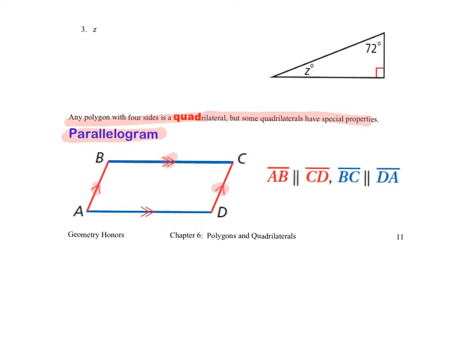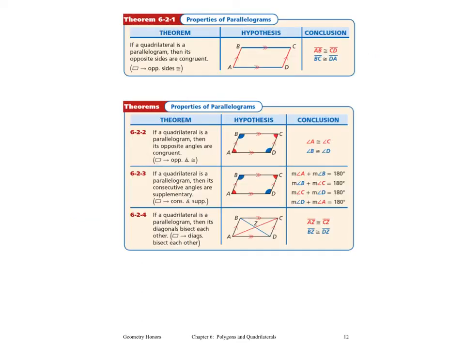So remember, these symbols mean parallel to each other. It does not mean that the lengths are congruent. Here are some properties of parallelograms, some things that you need to know. In a parallelogram, the opposite sides are congruent. So even though it's not stating that, based on those symbols, if we put those lines there, that side's congruent to that side, and this side's congruent to that side.